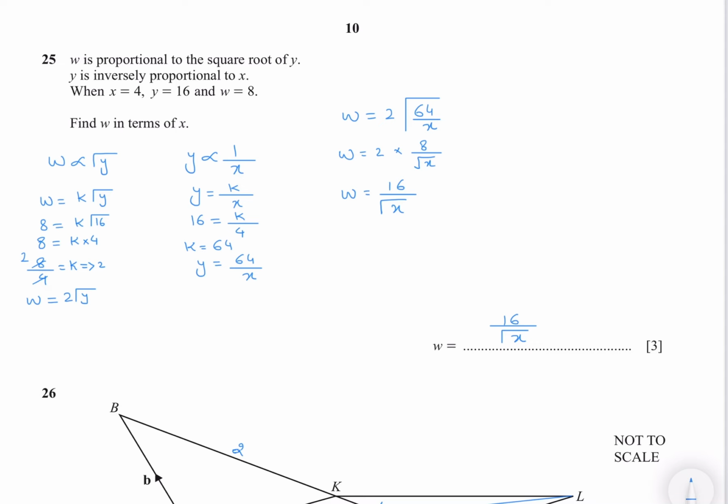So put this value of y in w is equal to 2 root y. In root y you just write 64 over x. So it becomes w is equal to 2 times the square root of 64 over x. So w is equal to 2 times square root of 64, which is 8, over root x. So 2 into 8 is 16. So w is equal to 16 over root x would be your answer.